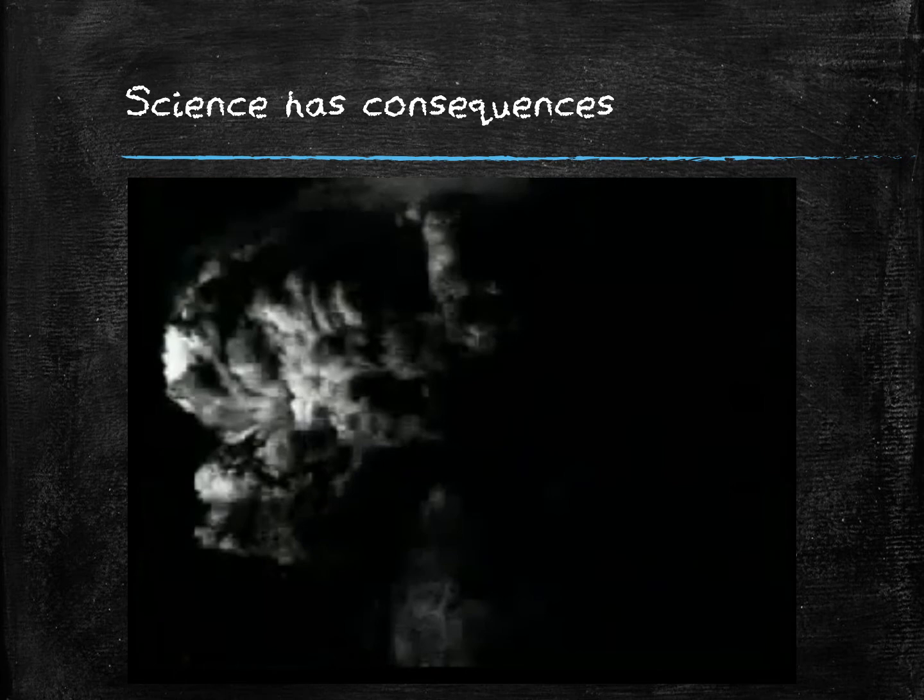Oppenheimer was basically making the observation that he realized from the sheer magnitude and the sheer volume of energy released from this reaction that this technology had the potential to destroy the world.